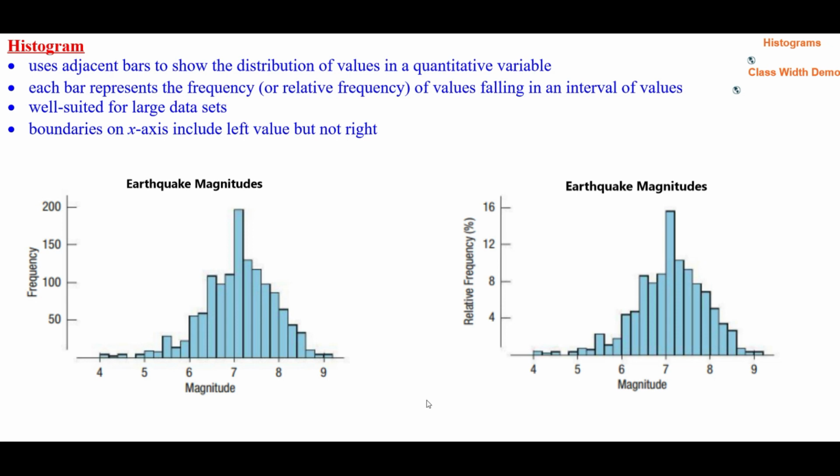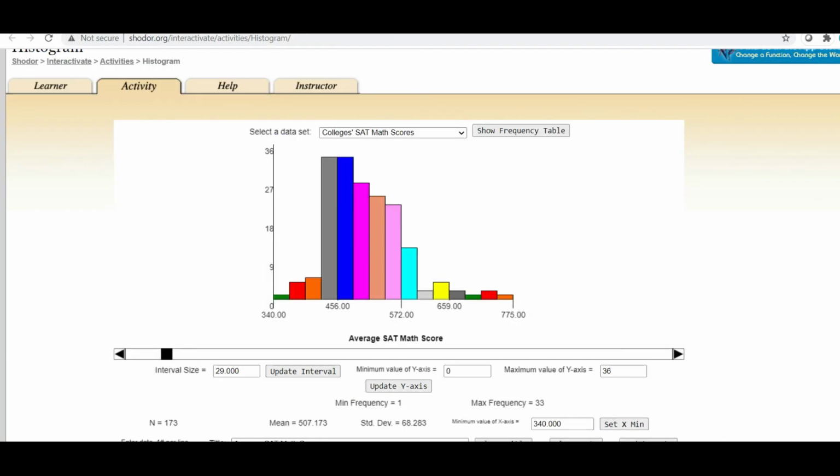First, we're going to take a look at a little demo here to talk about how many bars we should have. So remember, we said when we're making the frequency table that we should have between 5 and 20 classes or bins, and the same goes for your histogram. You should have between 5 and 20 bars.